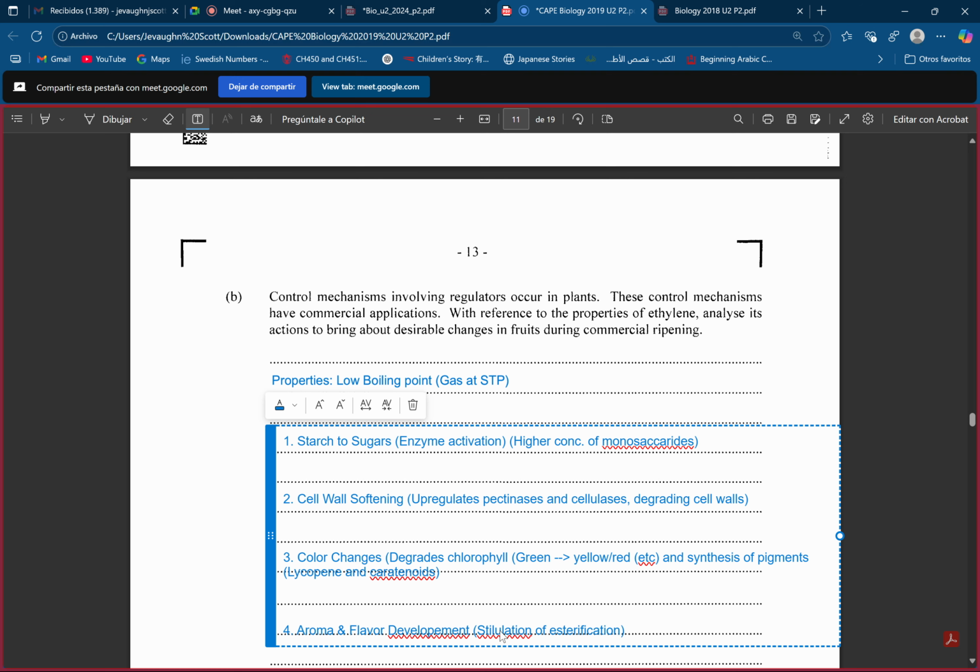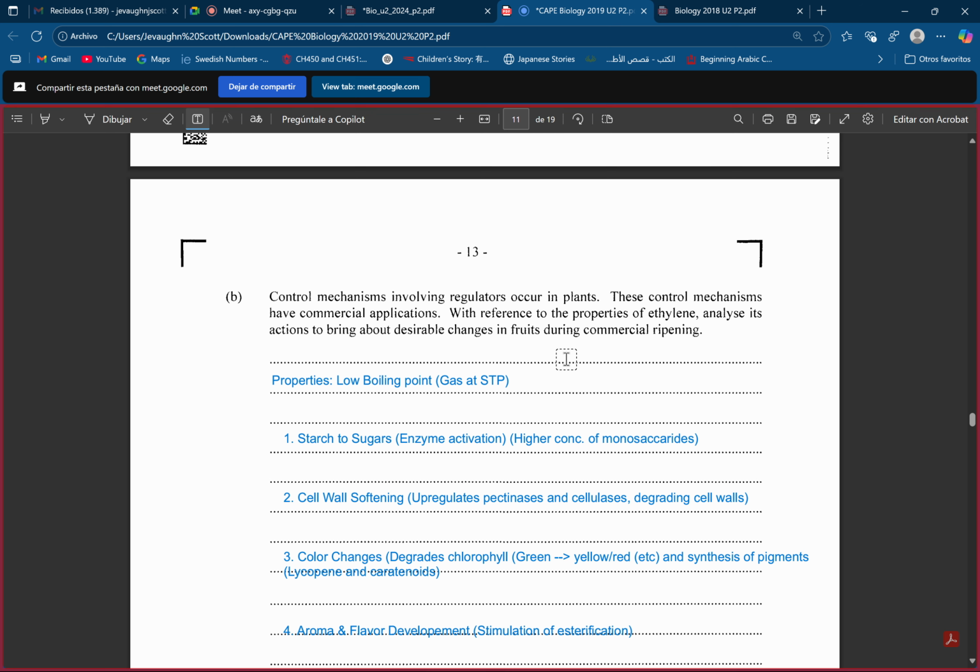Okay, good. Yeah, so that is the case. That's why we use the pectinases, right? Stimulation, right? So really and truly, the biochemical processes, we should know. The polysaccharides are broken down into monosaccharides, cell wall is softening through pectinases and cellulases, right? The color changes because chlorophyll starts to break down, and the plant will start to synthesize different compounds like lycopene and carotenoids that change the color, right, and the aroma and flavor development working on the ramping up of esterification within the fruit.